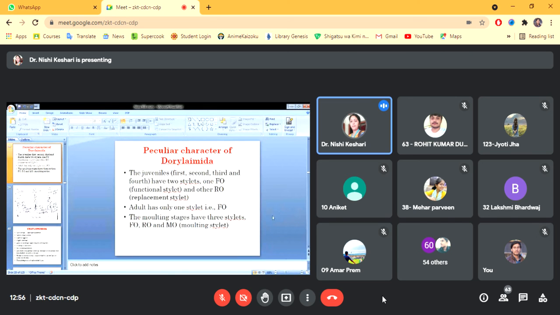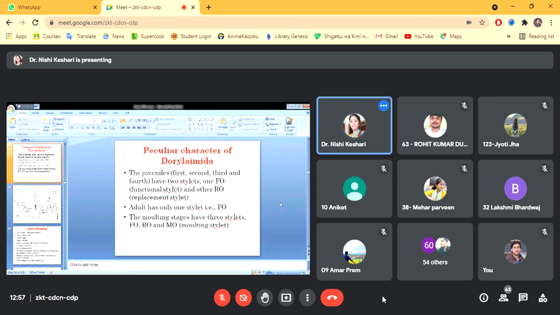Now the very peculiar character of Dorylaimida. Why are they grouped into plant parasitic nematodes? Actually, they are responsible for transferring virus; they act as vectors. They just carry the virus from one plant to the other plant. The juveniles, first, second, third and fourth, before becoming adult, have two stylets that I've told you. One is FO, the functional odontostyle, and the other is RO, the replacement odontostyle. The adult has only one stylet, the functional odontostyle, and the molting stages have three stylets, FO, RO and MO. MO means molting odontostyle.